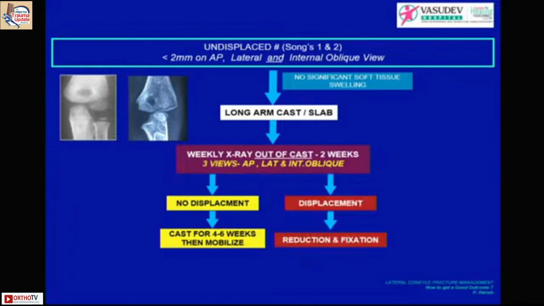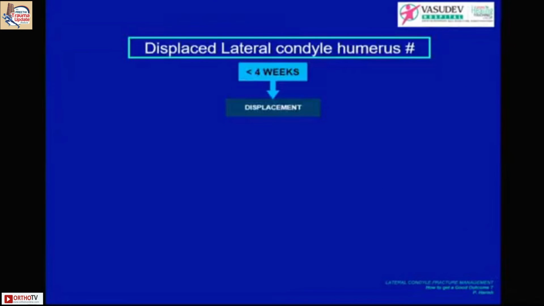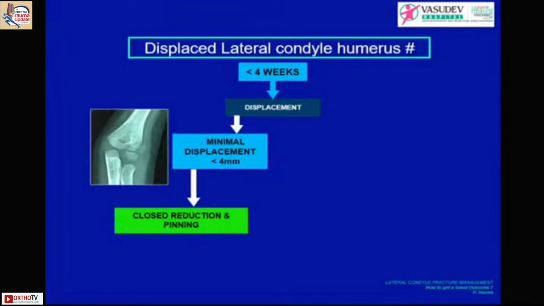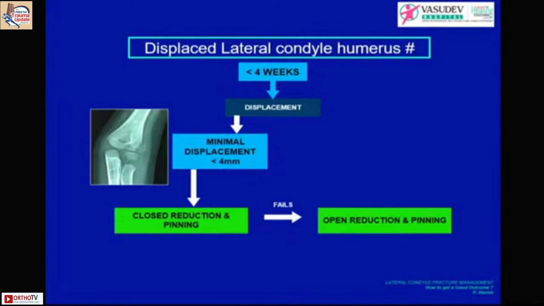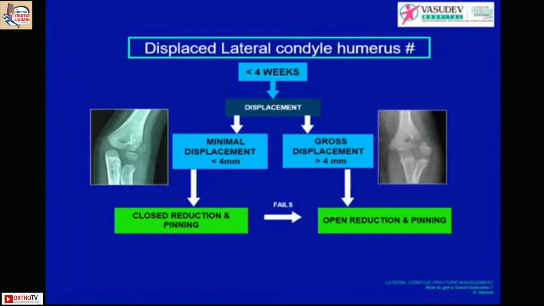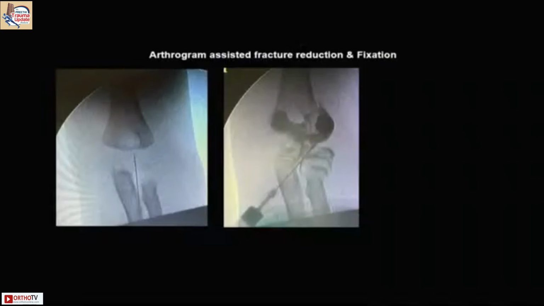If it's a displaced fracture, most of these fractures can be treated with closed reduction and pinning. If the displacement is more initially, you can still do a closed reduction and pinning. If it fails, always be prepared for an open reduction. Even for gross displacement, there have been papers where stage 5 fractures were reduced by closed means and pinning was done. So you can always try closed reduction, but if it doesn't come, we have to go for open reduction. As we did this morning, do an arthrogram-assisted fracture fixation. It's a very simple technique, adds little to the cost and time of the surgery, but it helps you get a good reduction.